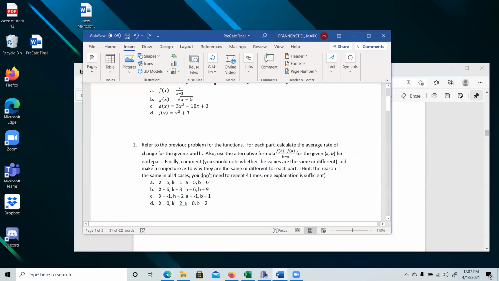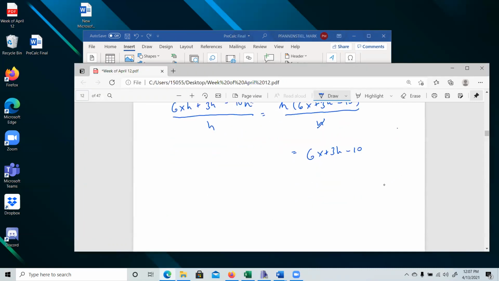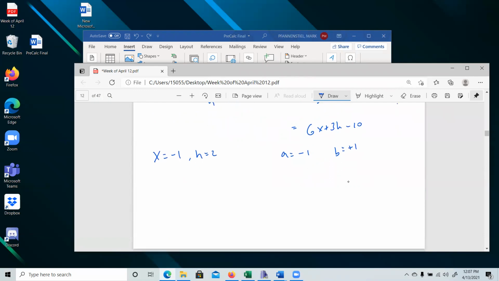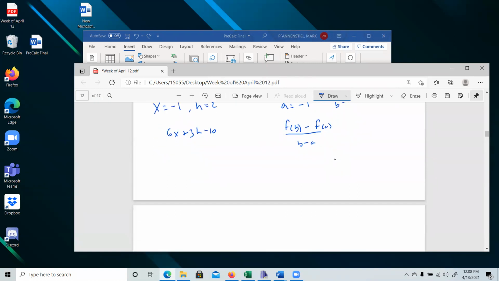Now let's go down to part 2, where it's going to say, well, this is part C. x is -1, h is 2. So we have x is equal to -1, h is equal to 2, or a is equal to -1, b is equal to +1. Here we're going to say this is f of b minus f of a divided by b minus a. Here we're just going to use this equation here. This is going to be 6x plus 3h minus 10. So let's see what happens here.